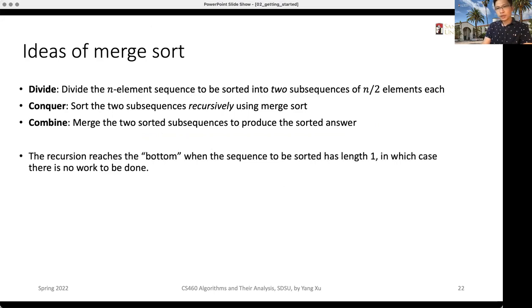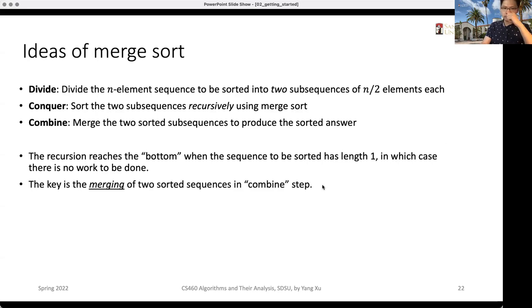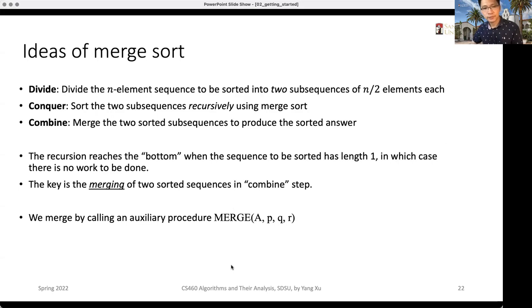So here we'll introduce a recursive solution, and the recursion will reach the bottom, which is the base case or the boundary case, when we have a sequence that has length 1. For a sequence of length 1, which is just one number, there's no work to be done. We don't need to sort a sequence of 1. So as we can see, the merging step is the critical step. All right, let's directly look at the code.